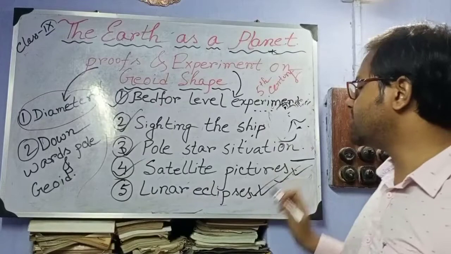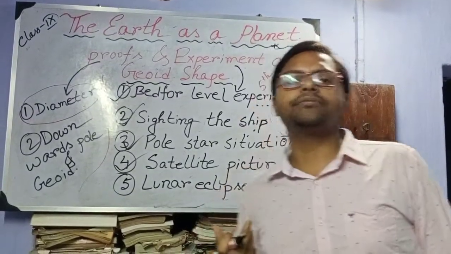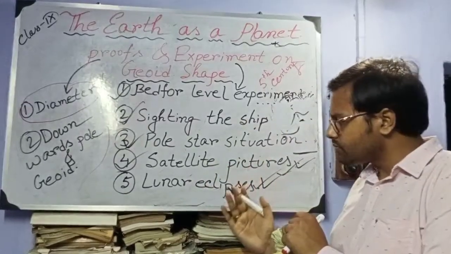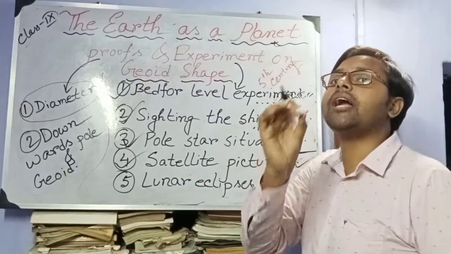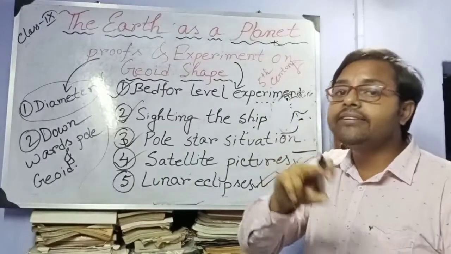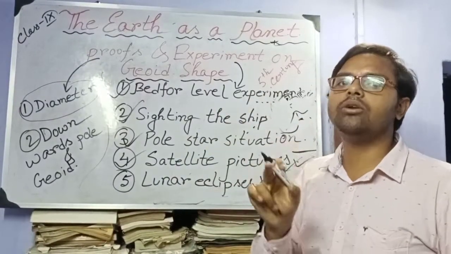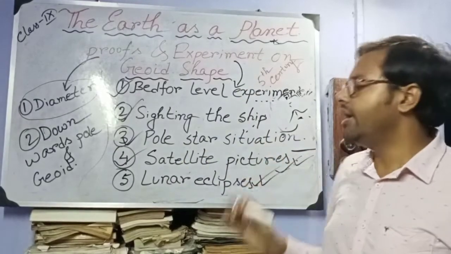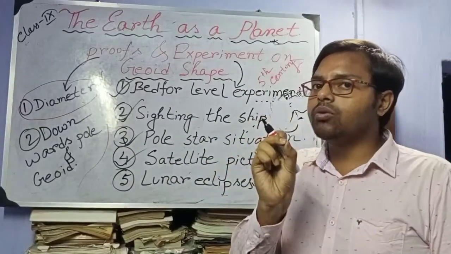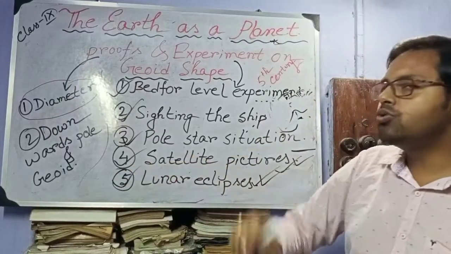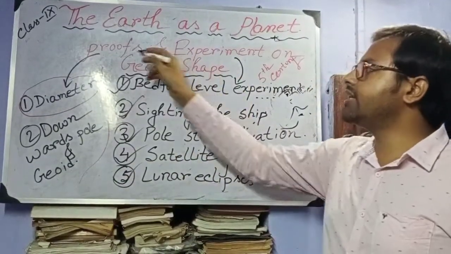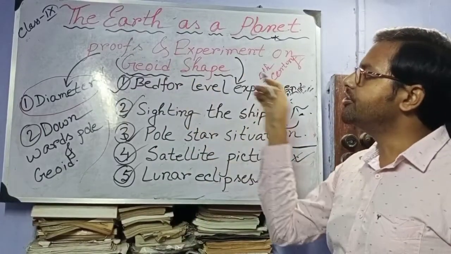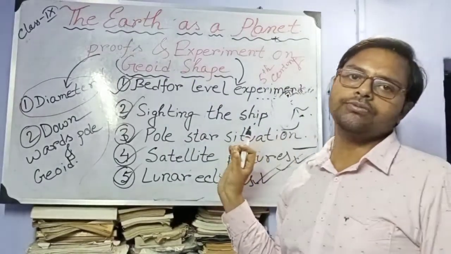Lunar eclipse, it's a very important point. During a lunar eclipse at full moon, when the shadow of the earth falls on the moon, it seems to be a circular shadow, not a flattened, not a rectangular, not a linear shadow. It is seen only as a circular shadow, which proves that the earth has its geoid shape. These are the 5 experiments to prove the geoid shape. It is very important for all of you.